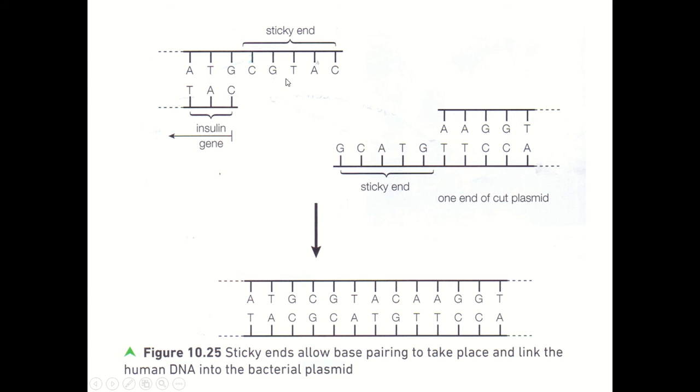So these bases, these pairs, will pair up, form bonds so that they can stick together, and it means that the human gene is going to actually be sort of stronger, like it's more stable within that plasmid as a result. Okay? So that is a very, very quick introduction to genetic engineering.